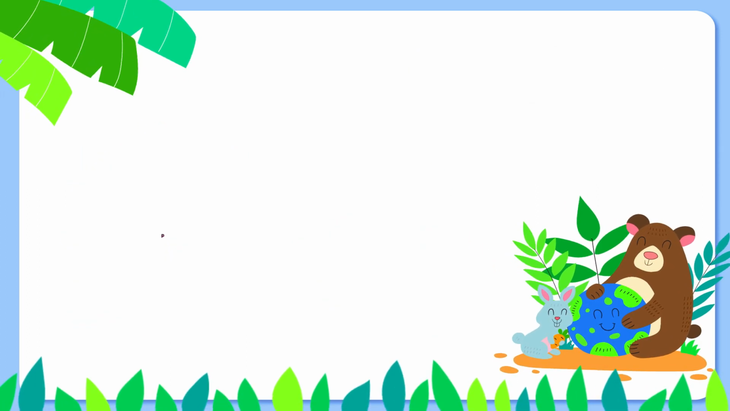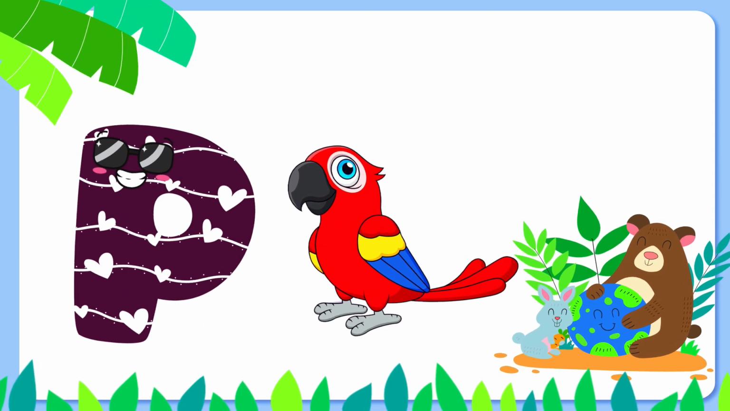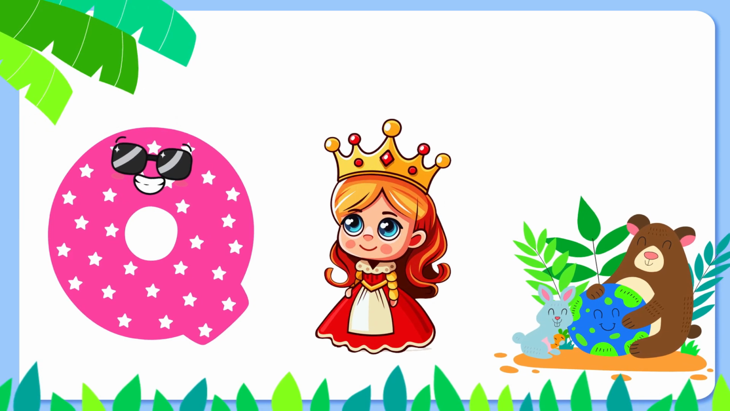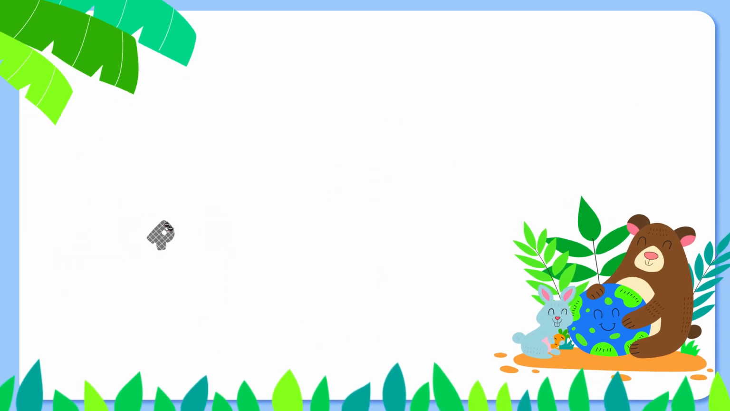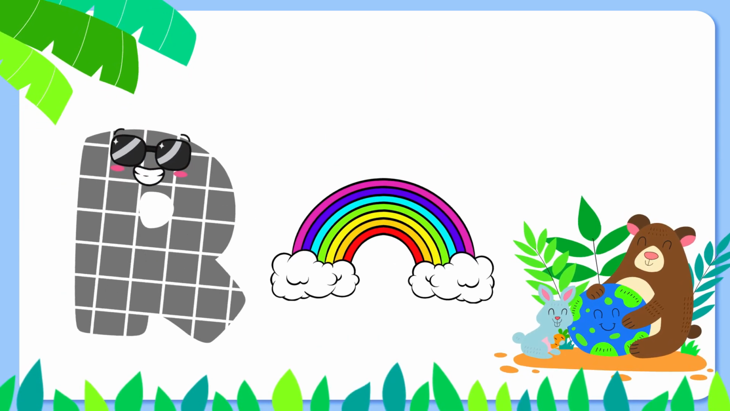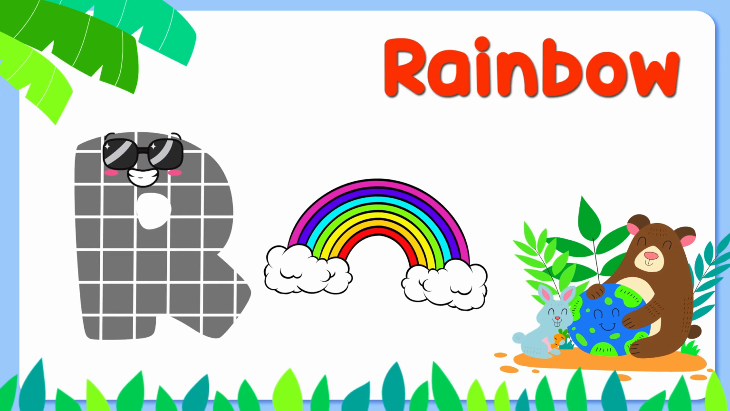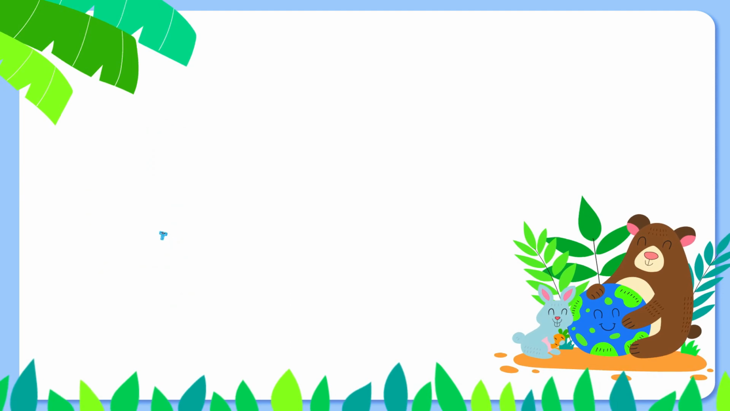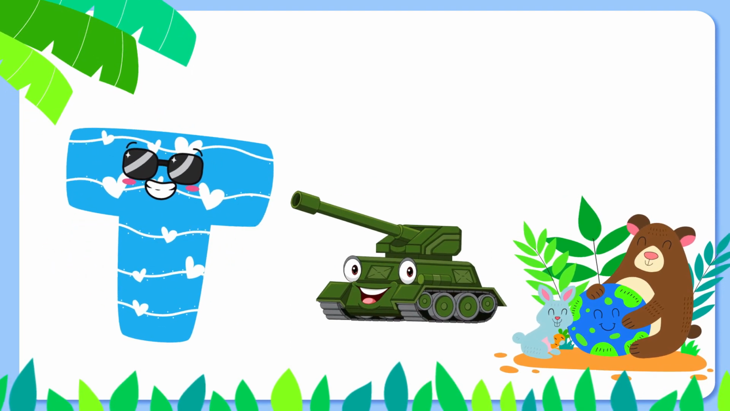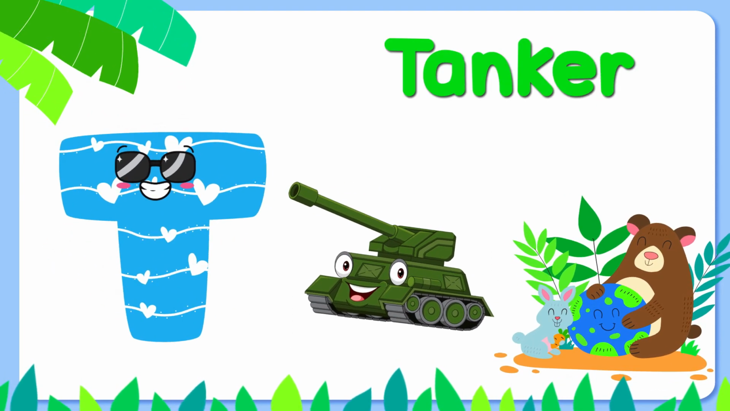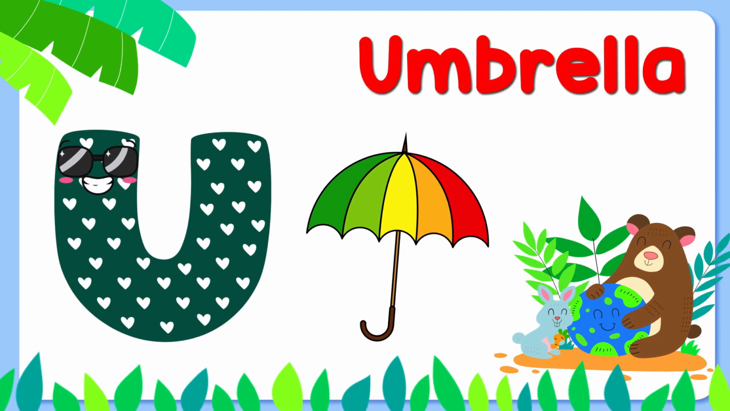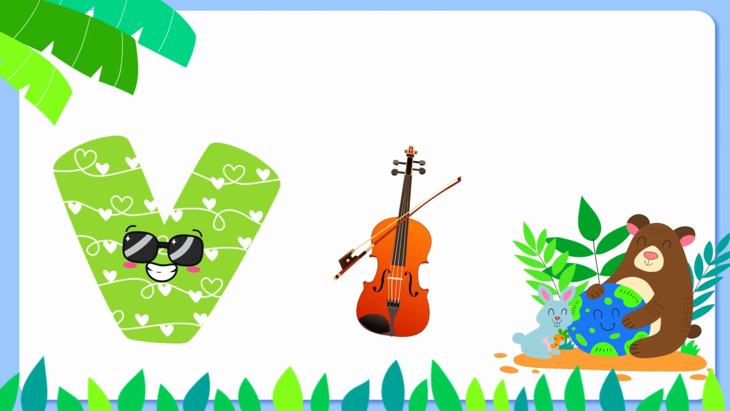O is for octopus. O, o, octopus. P is for parrot. P, p, parrot. Q is for queen. Queen. R is for rainbow. R, r, rainbow. S is for spider. Spider. T is for tiger. T, tiger. U is for umbrella. U, u, umbrella. V is for violin.